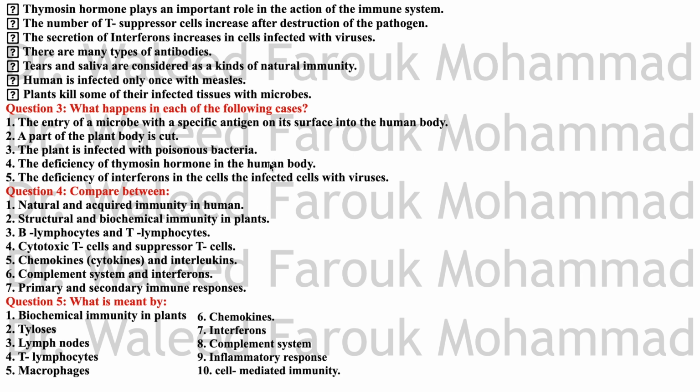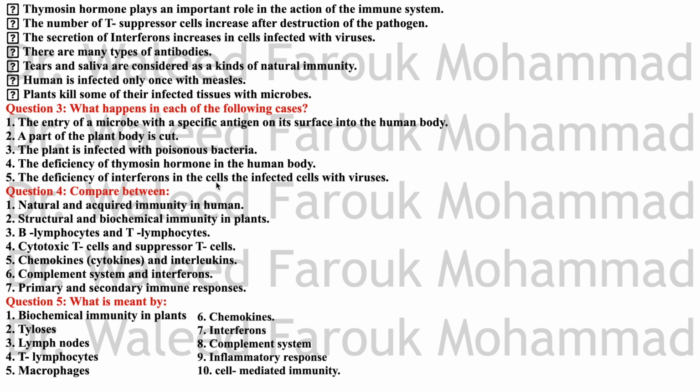What happens if the plant is infected with poisonous bacteria? The plant produces some enzymes known as detoxifying enzymes, where these enzymes interact with the toxins produced by the pathogens and invalidate their toxicity.